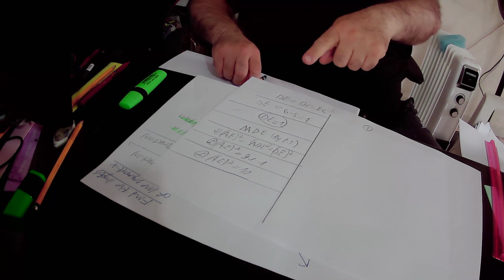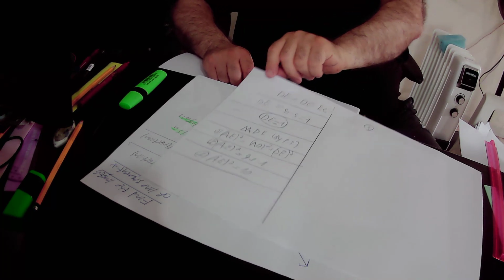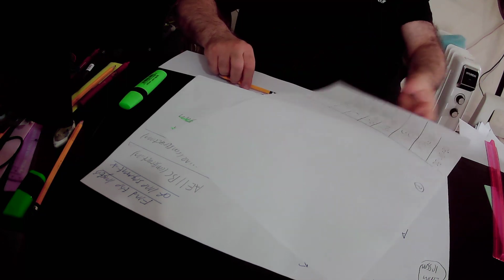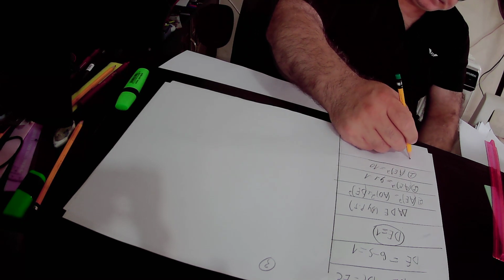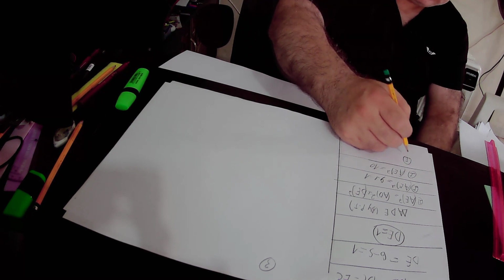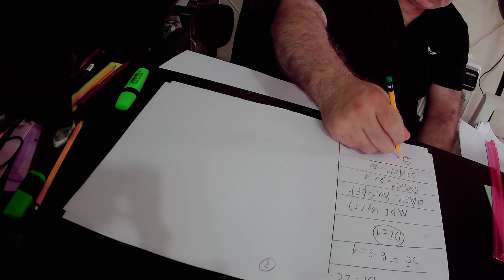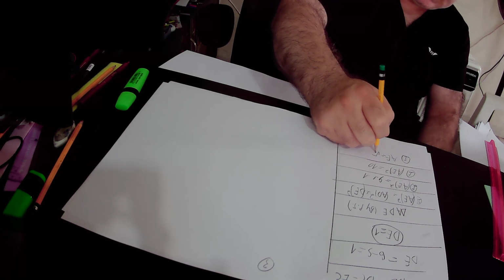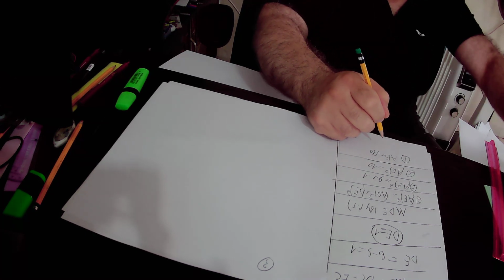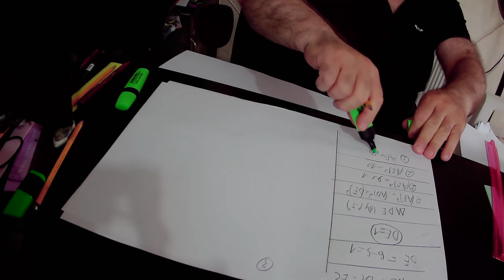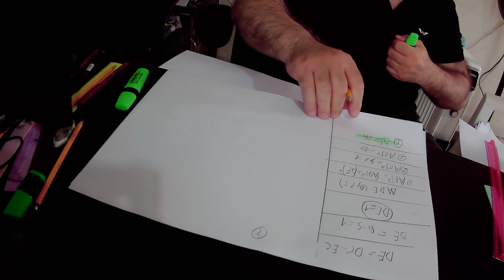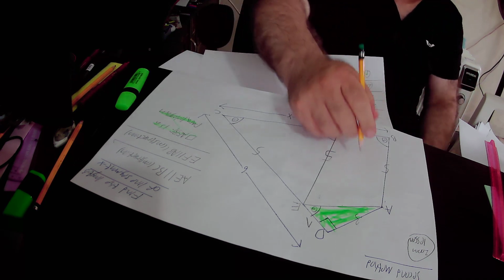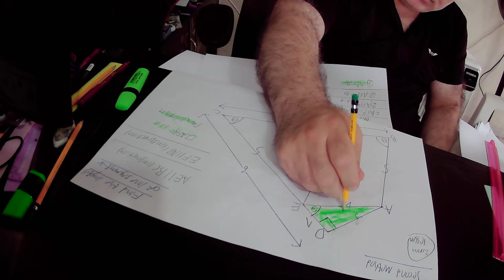Here we take the square root of equation number 1, and we get that AE equals the square root of 10 units. AE equals the square root of 10 units.